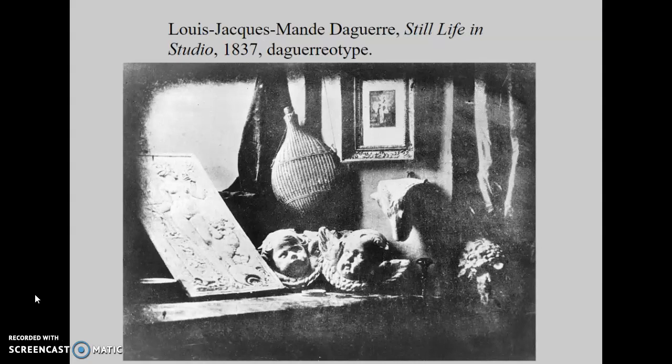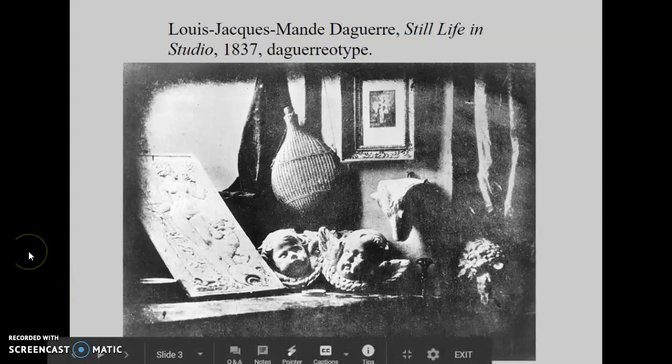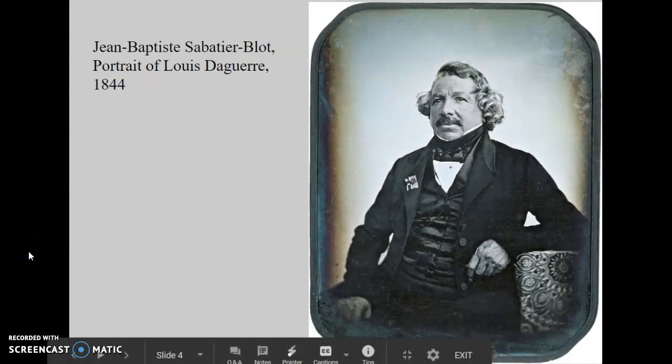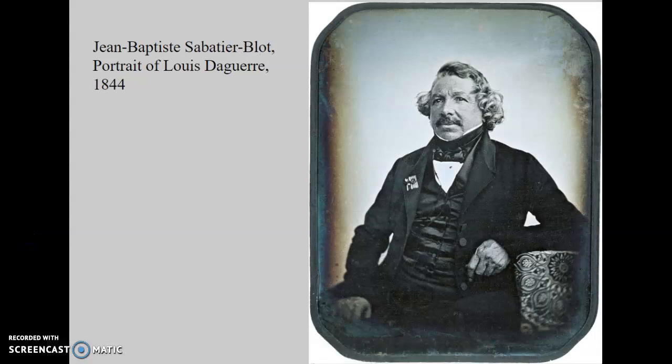Over time, Daguerre refines and speeds up this process, and it becomes much more practical in the commercial sense. So what we see here is a portrait of Daguerre himself, made just a few years later in 1844, and we can already see that that image is much clearer than the previous daguerreotype, with much finer details.